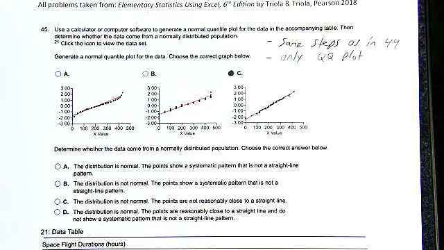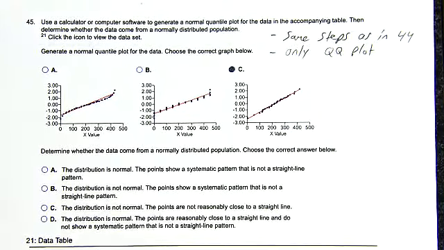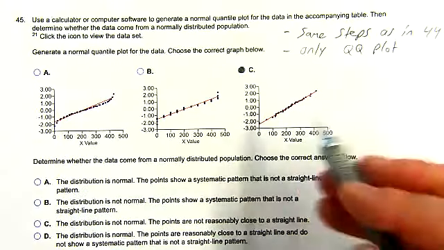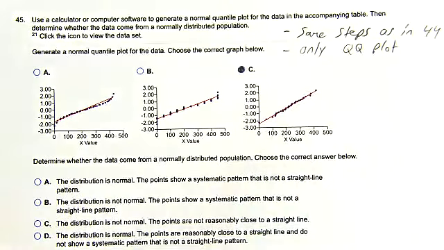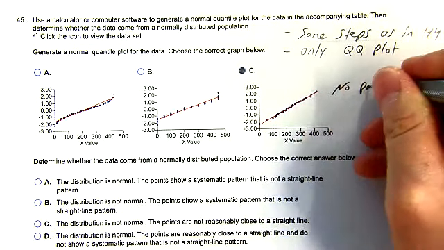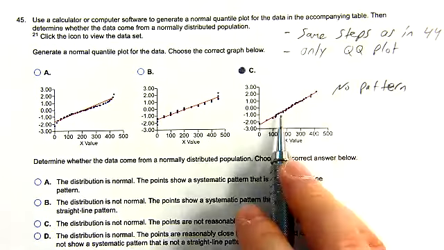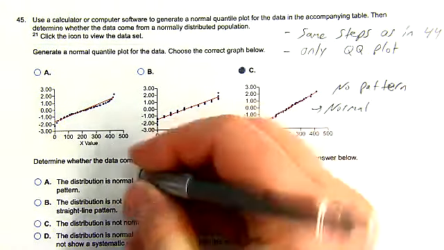And now we can interpret if it's a normal distribution or not. If we look really closely at it, they're really close to the straight line. I can't see any kind of pattern in there. So we've got a very straight line, no pattern. That is a very good sign of normal distribution. So in this one, the distribution is normal.